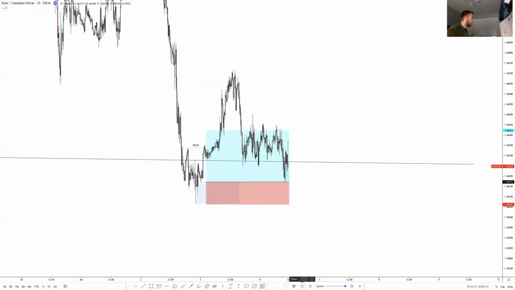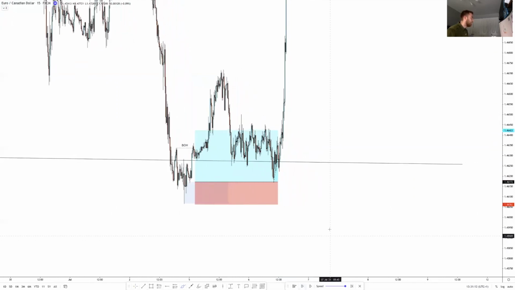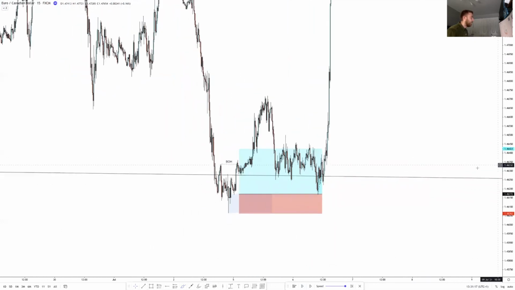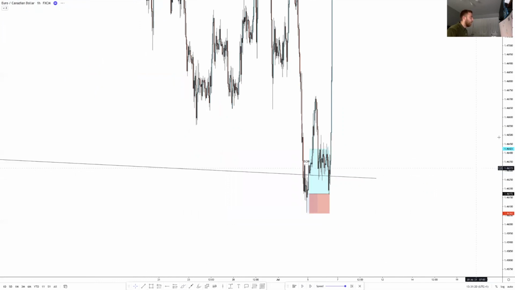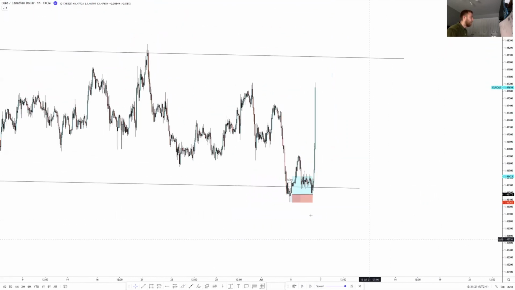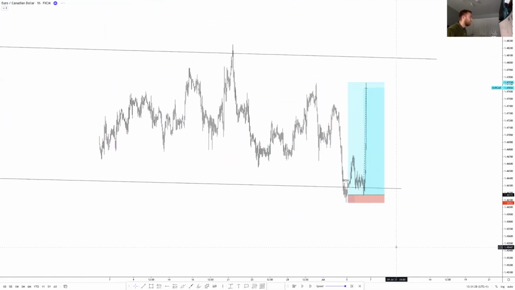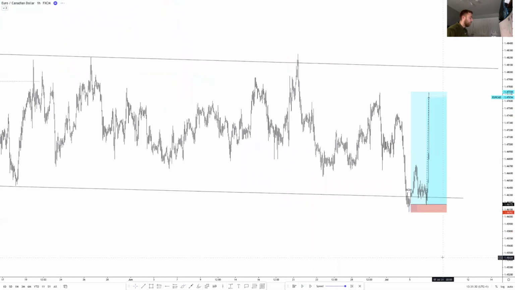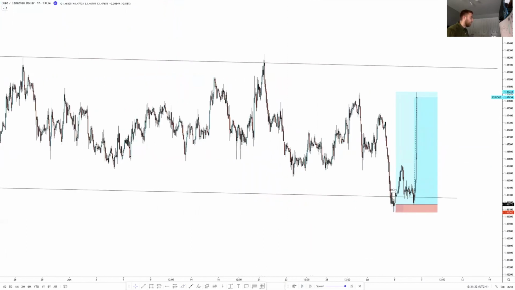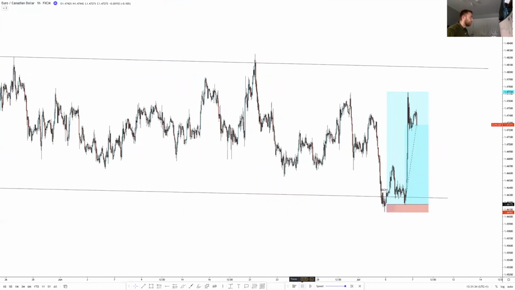And as you can see, we push down, we get tagged into the position, and we go and move to the upside. So this is a great example of how to use those patterns to locate those orders. Now we can see here that we are now running around 14% on this position. So really, really happy with that one. And then we'll just continue to play this out.